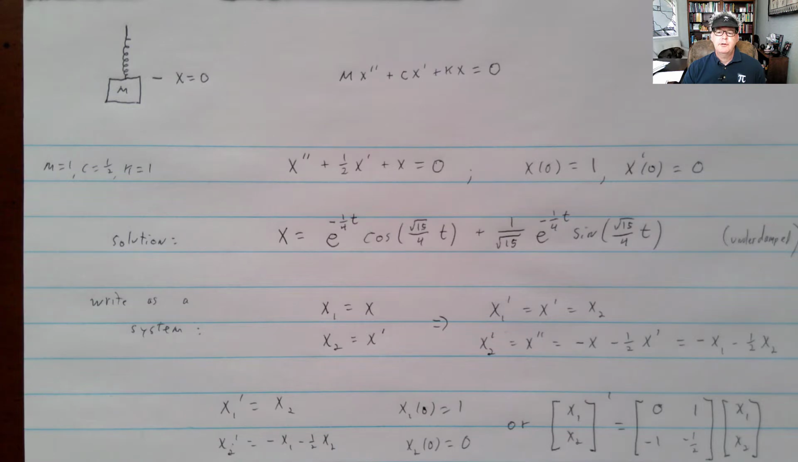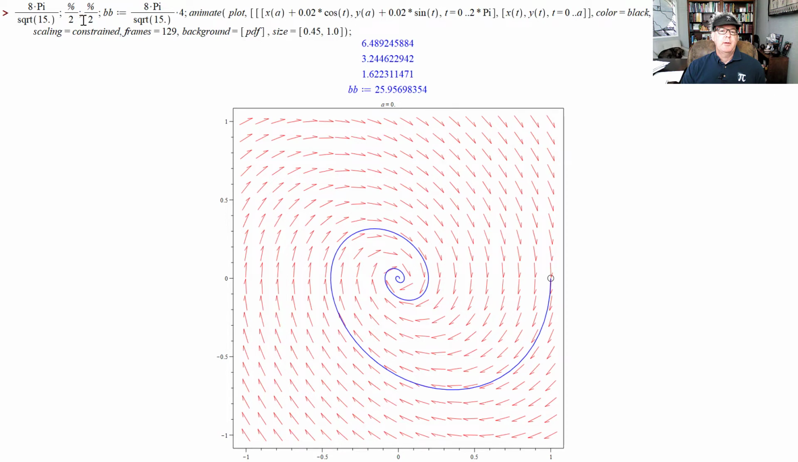From our solution, we see we have a frequency of root 15 over 4. So the period will be 2 pi divided by that, and 2 pi divided by this frequency will be 8 pi divided by root 15, which I put here. So here's 8 pi divided by root 15, so that'll be our period. We'll go from maximum positive peak to maximum positive peak in that amount of time. Half of that is this value.